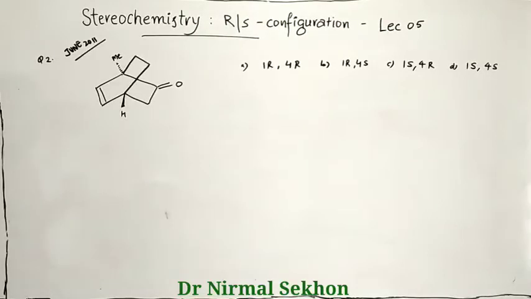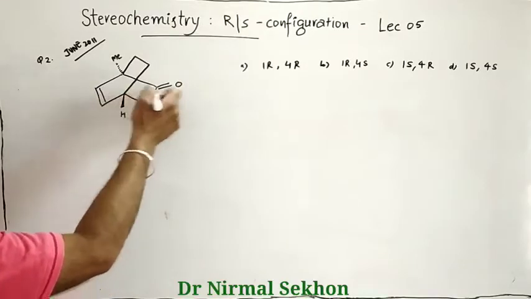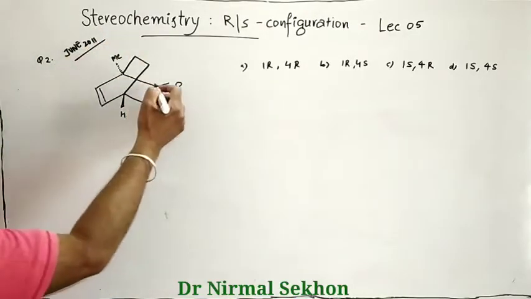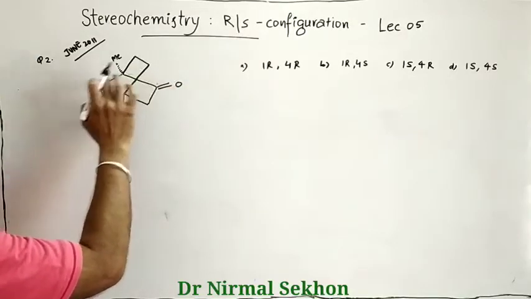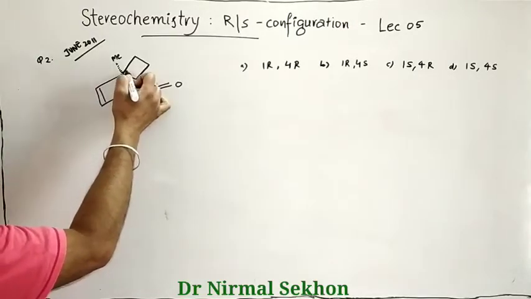Now in the question the 1 and 4 are marked like move this side or move this side. The double bond will get number 3 from both sides, but here we have a methyl group, so this is the actual numbering. So this is your bridge carbon, so 1 is this and 4 is this.